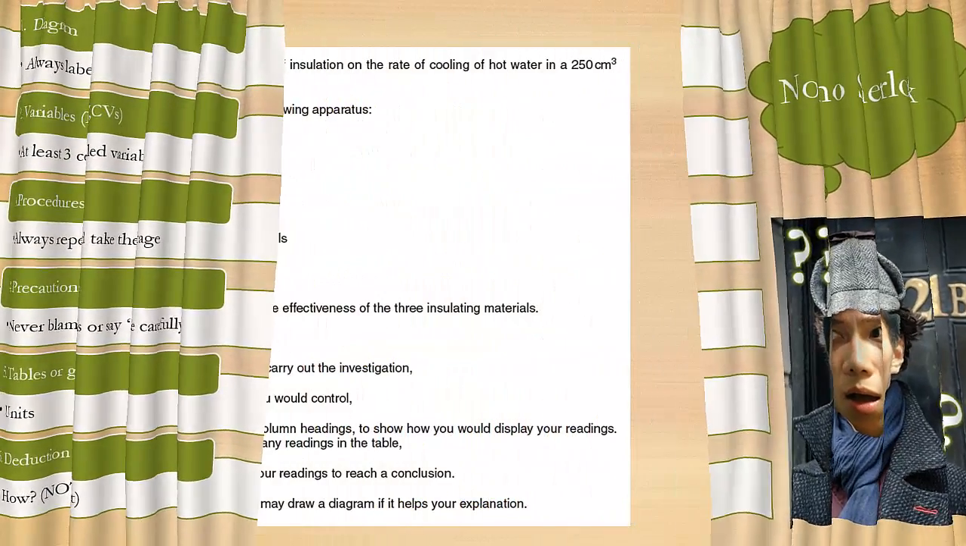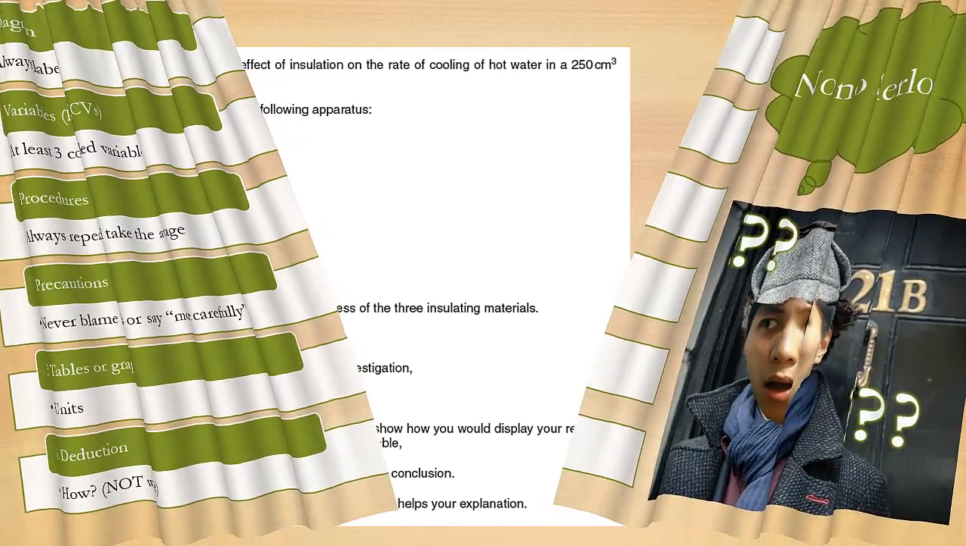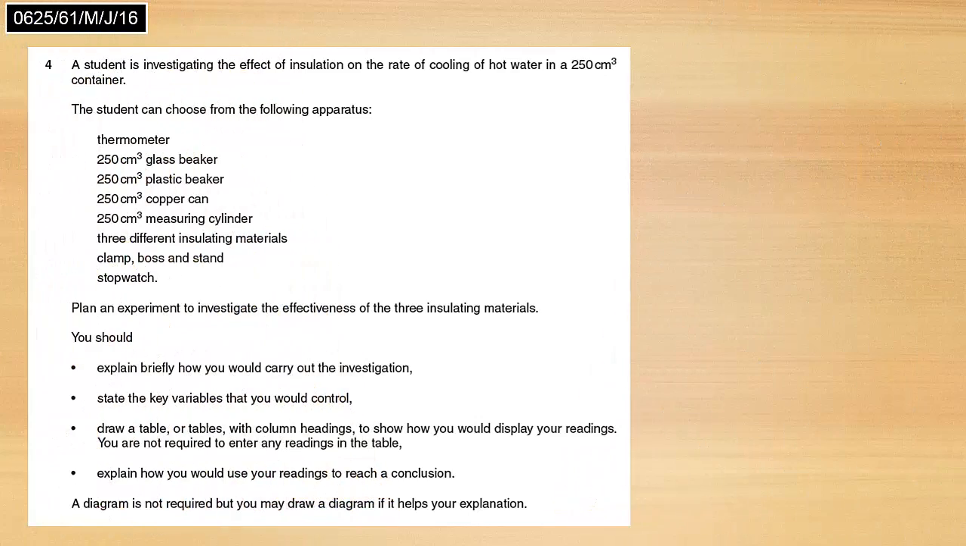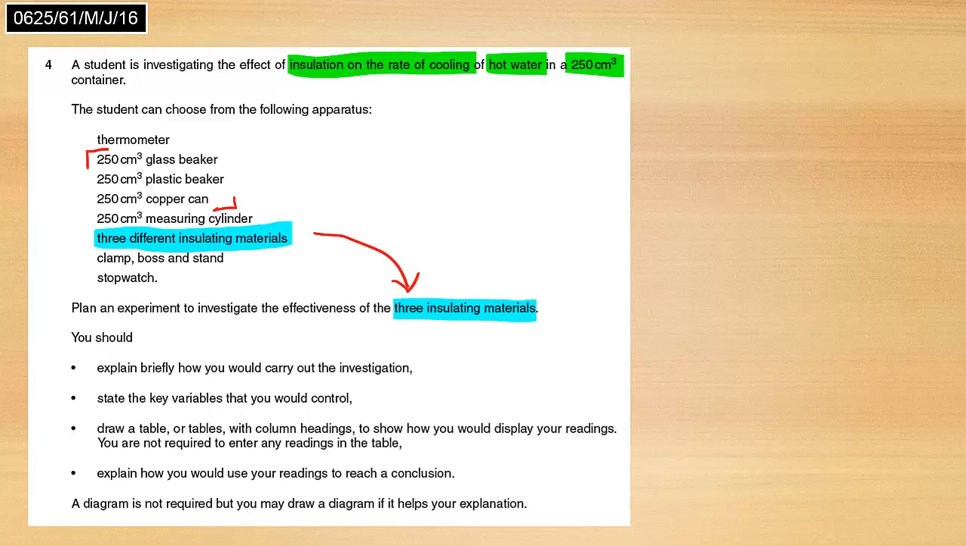Okay, so let's look at the first question from 2016, time zone 1, June. This question is about the insulation of different materials on the rate of cooling of hot water. Basically you put some hot water in, let it cool and see how fast it cools. There are three different kinds of container: a glass one, plastic, and a copper can.